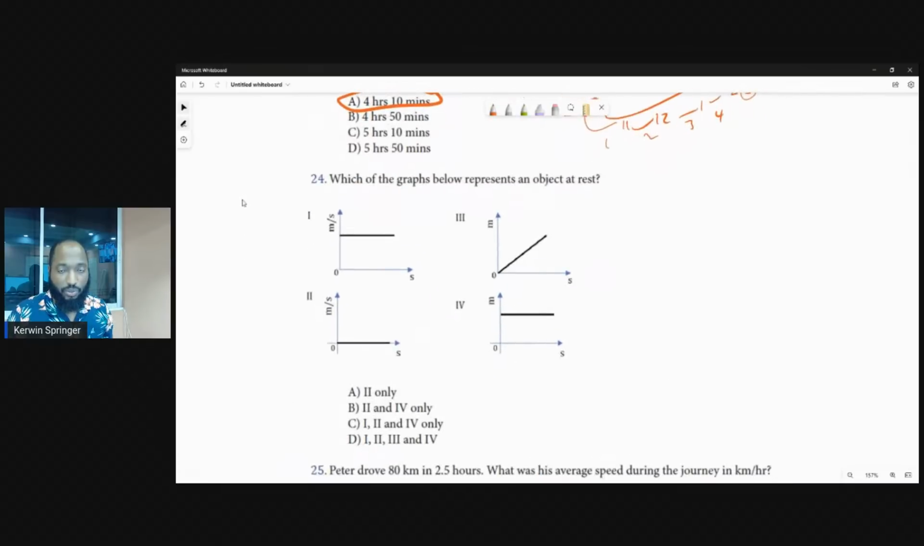Which graph below represents an object at rest? Answer this one, class. Which of the following graphs represents an object at rest? Is it this one? Well, this is a distance-time graph. Watch the units, meters, seconds. So it's increasing its distance. So this is not at rest. This is a constant velocity.